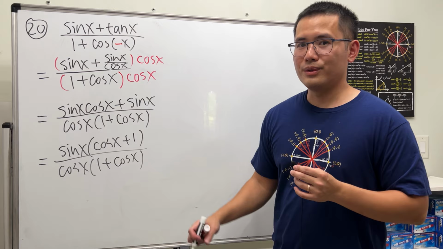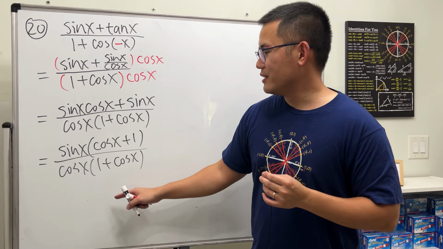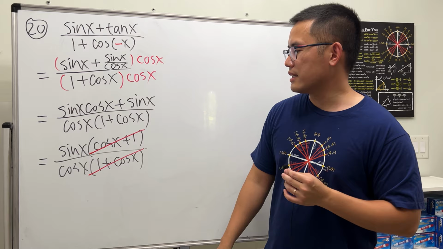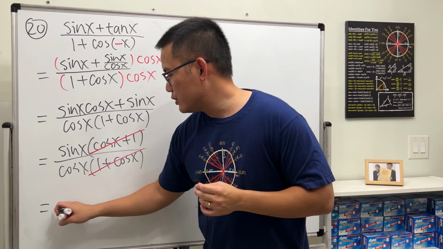Now what can we do? Can we cancel this and that? Yes. The order of addition doesn't matter, so cosine x plus 1 is the same as 1 plus cosine x. So finally, we have sine x over cosine x, and the answer for that is just nicely equal to tangent x.